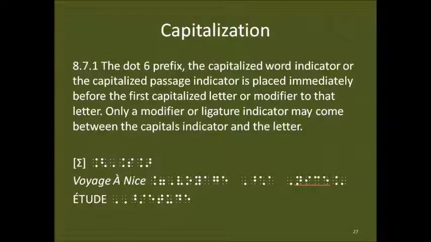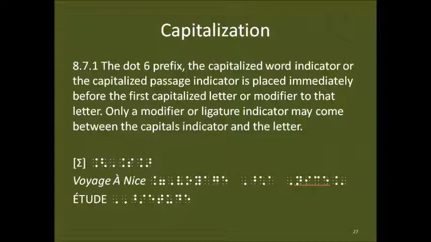In the first example here, we have our square bracket, dots 4-6, and then 126. Then we have our capital indicator, our Greek modifier, dots 4-6, S, and then our closing bracket. If that voyage à Nice phrase were italicized, it's 3 symbol sequences. That means it's a passage. So we need to show that with dots 4-6 and then our passage indicator, then the capital indicator. And then we again have the capital indicator for A, and then our accent mark there, our modifier, A, and then Nice, and then remember to close your italics passage there.